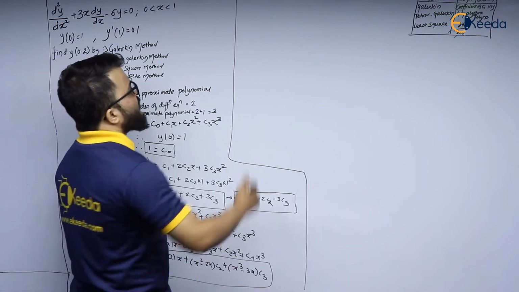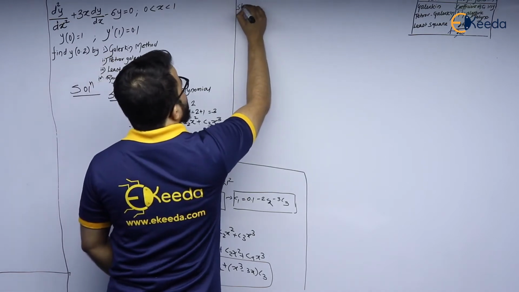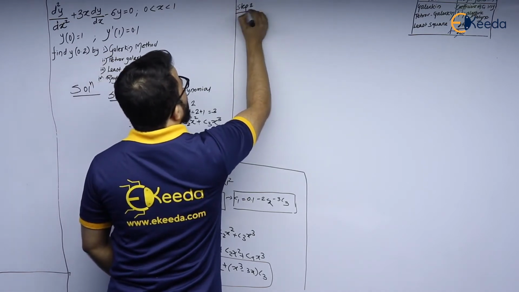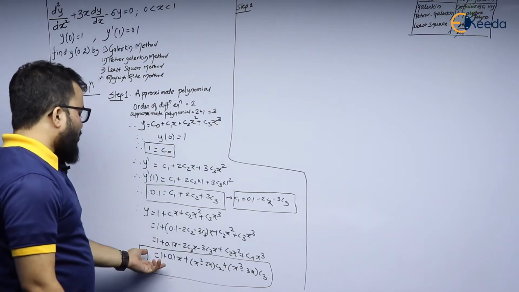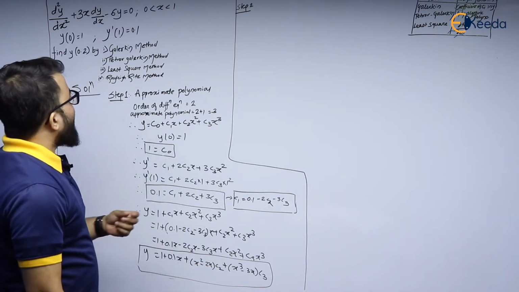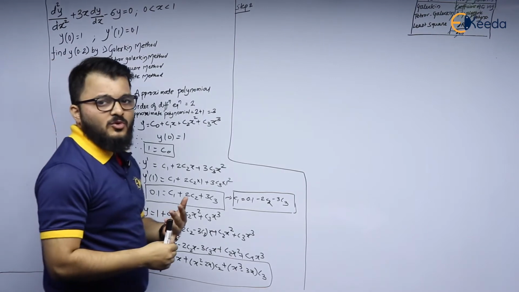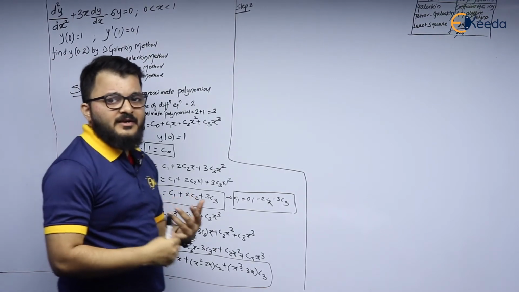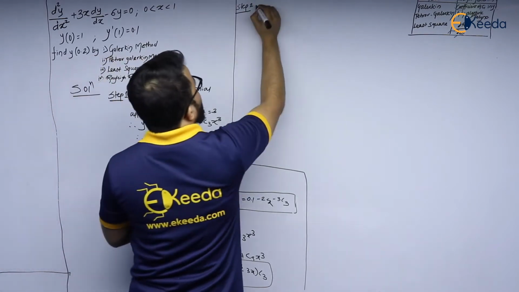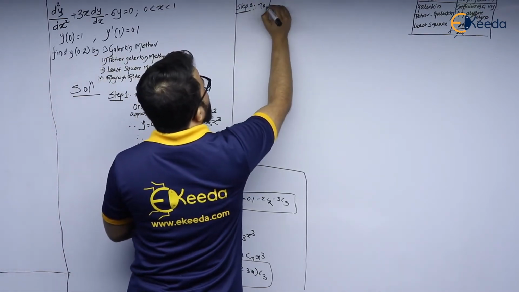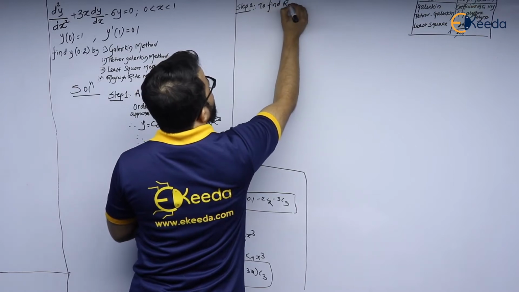Now step number 2. We have got the value of y, and now we have to find the weighted integral form. For finding the weighted integral form, you always find the residue. So my step number 2 is to find the residue equation.